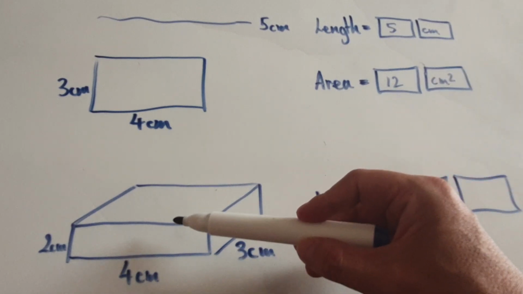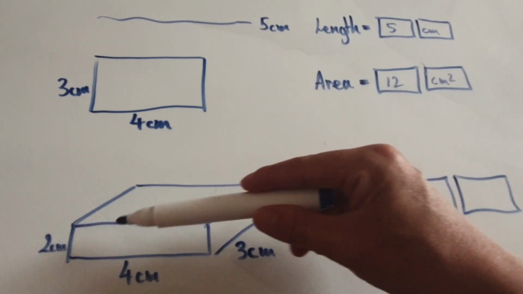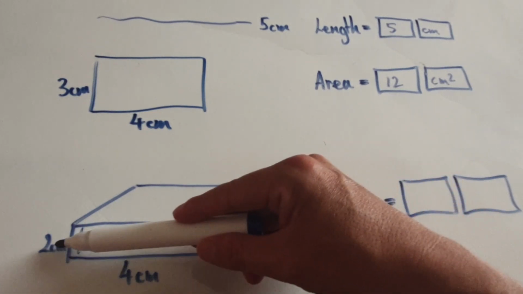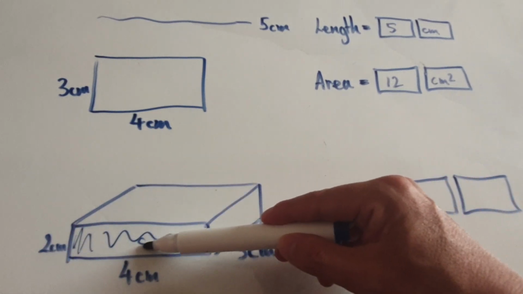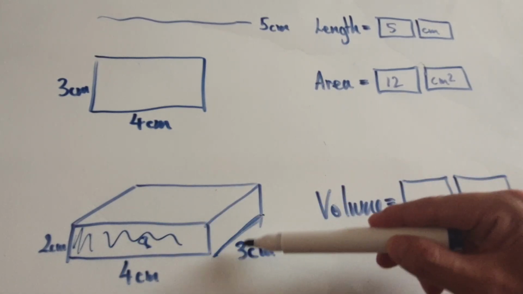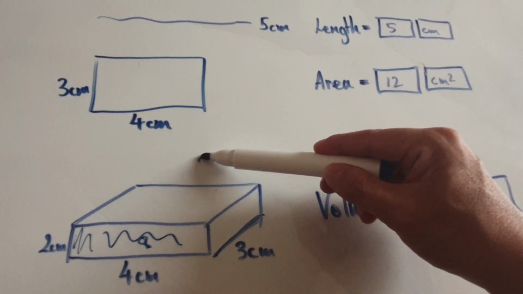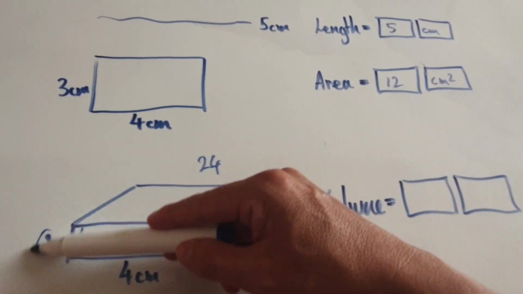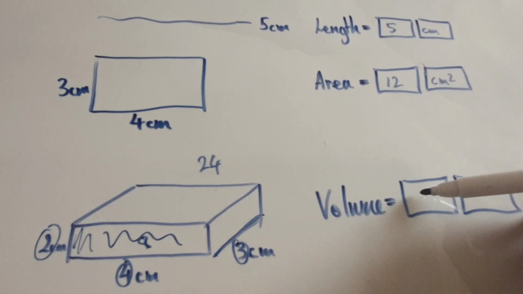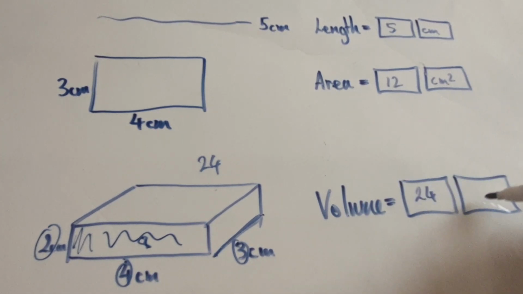What is the volume of this? Well, the volume would be you working out the area here. So that would be 2 times 4, which would be 8, and then drag it down the depth. So 8 times 3 would be 24. So in short, you have to get this times this times this. So the volume would be 24, but 24 what?